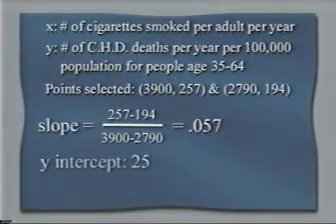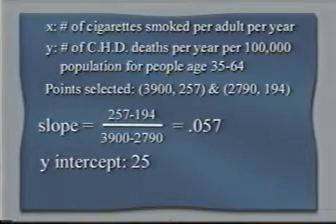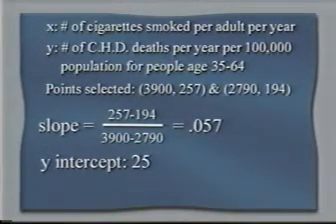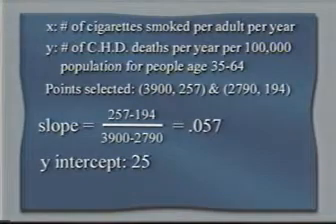The y-intercept obtained was 25. So now we have an equation: y equals 0.057x plus 25. The 25 means that if no one smoked cigarettes, not a single cigarette smoked, we'd still have 25 people per 100,000 dying from coronary heart disease.